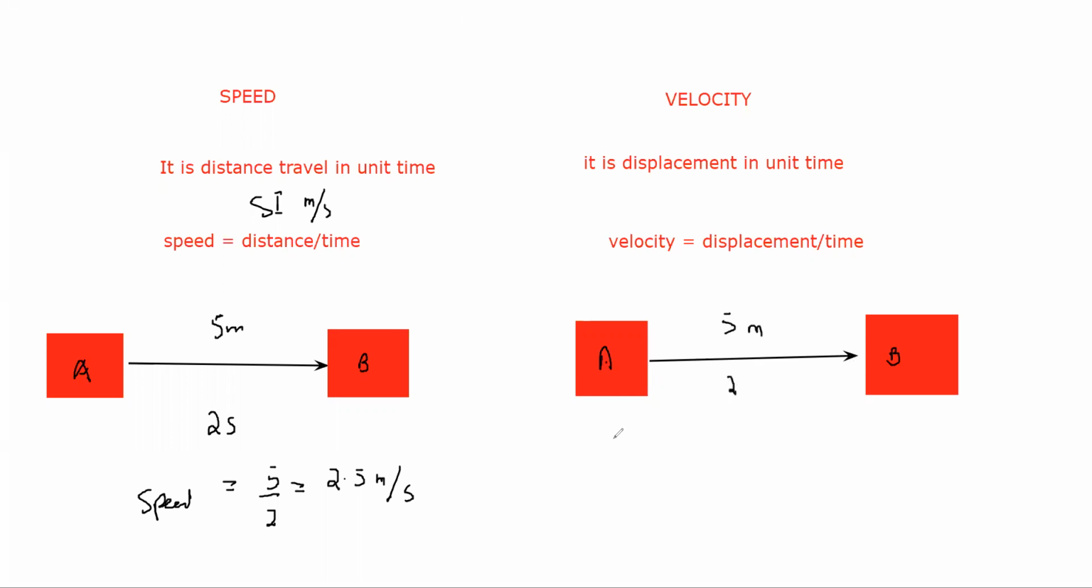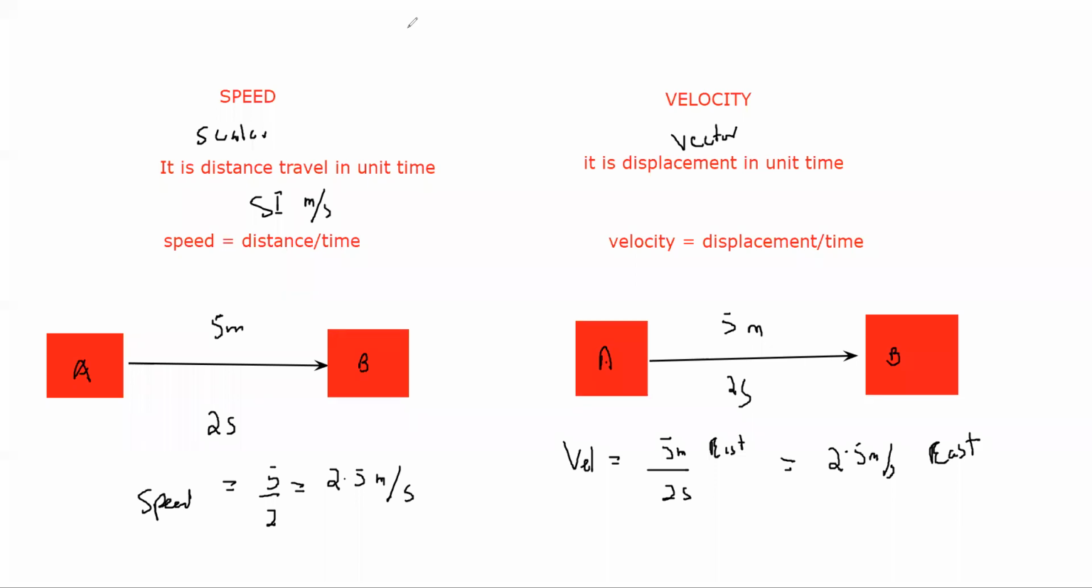And so if I need a velocity, velocity is displacement over time. What is the displacement? It's 5 meter towards east. And what is the time? Time is equals to 2 seconds. So divided by 2, 5 divided by 2, I will get 2.5 meter per second, but it will also have a direction, and in this example the direction is towards east. So speed is a scalar quantity. Speed does not have a direction, whereas velocity is a vector quantity. So displacement in unit time is called velocity, distance in unit time is called speed.